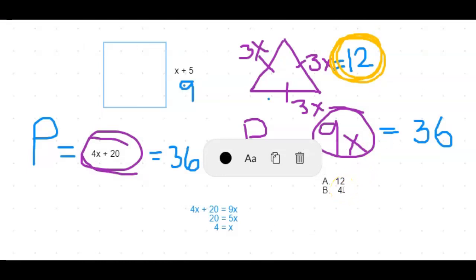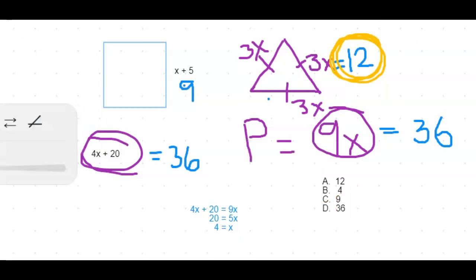So know that 4 would be an answer choice, but it's not the answer to what they're asking you for. Another answer choice is probably going to be 9 because that's the length of a side of the rectangle there. And then they would probably even put the number 36 because that is the perimeter. So all of these might be answer choices, and your job would be to know, after I find x, how do I use that? What are they asking me for? And you would identify that 12 right there as being what you want, and that would be your correct answer. Bam. All right, I hope that helps.